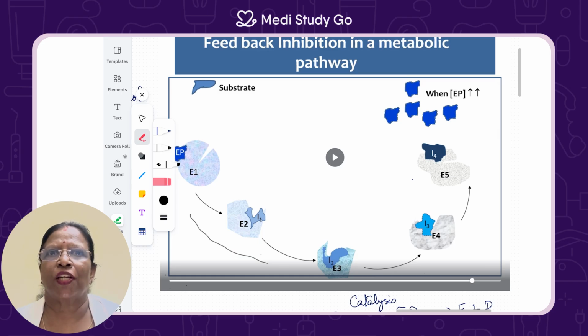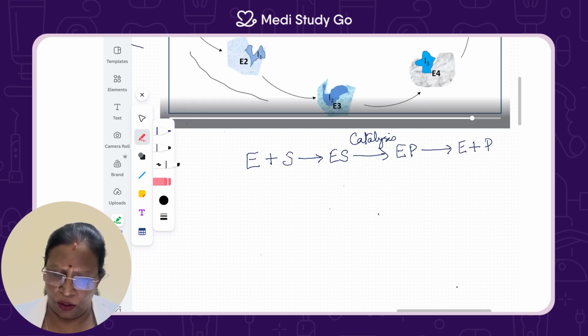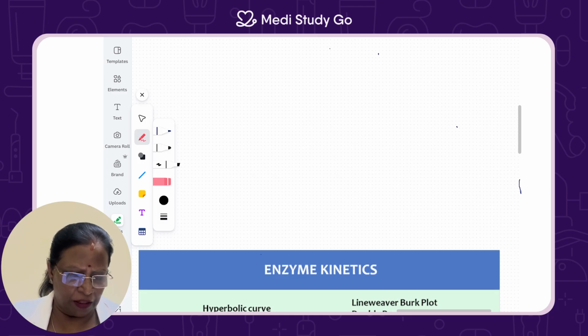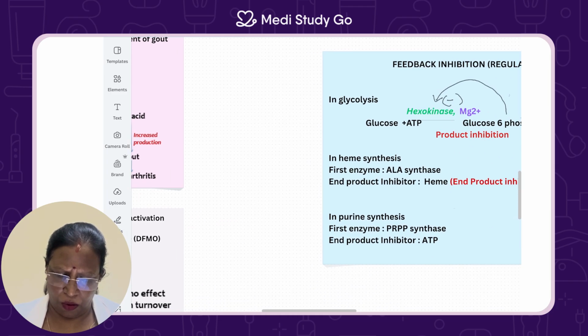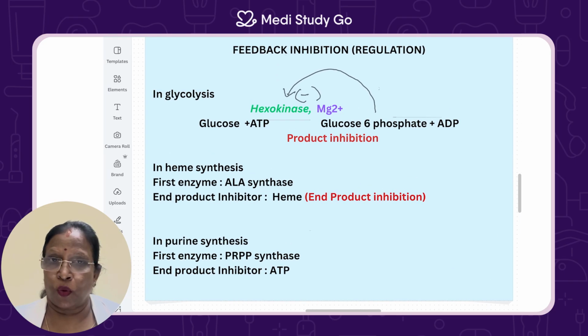Both allosteric inhibition and end product inhibition help the cell to conserve energy and prevent the overcrowding of metabolites inside the cell. Now let us see some examples for the end product inhibition. We have seen how glucose 6-phosphate is capable of inhibiting the hexokinase enzyme, its own enzyme which creates it, and this is called product inhibition.